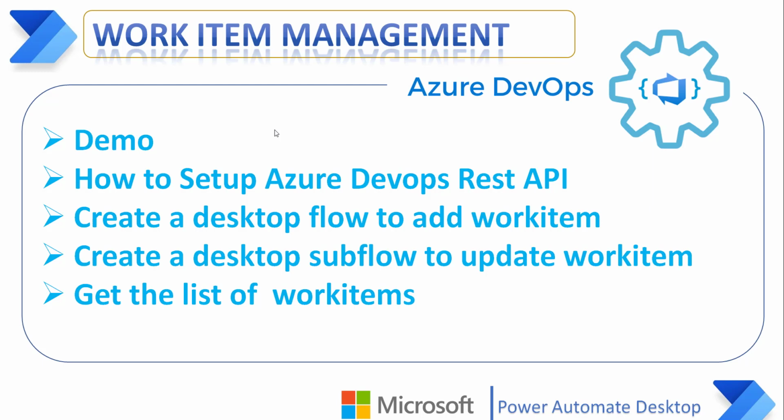In the second part, we will learn how to set up Azure DevOps REST API for the project. In the third part, we will learn how to connect to Azure DevOps REST API by creating a desktop flow, and also we will see how to add work items to Azure Boards by using the invoke web service action. In the fourth part, we will see how to update an existing work item in Azure Boards by using the invoke web service action. And in the final part, we will learn how to get the work item list by connecting to Azure DevOps using work item query language.